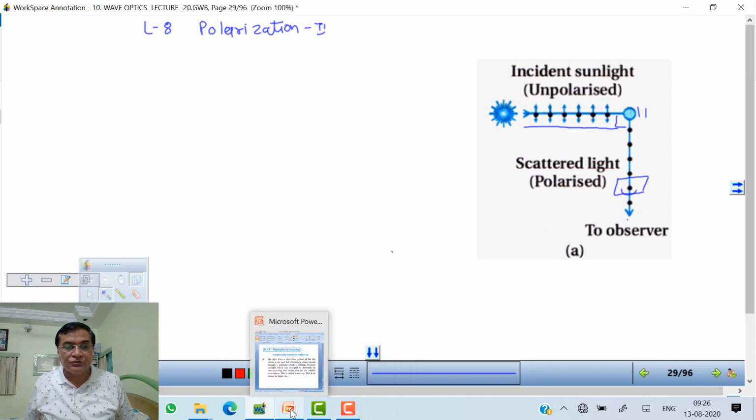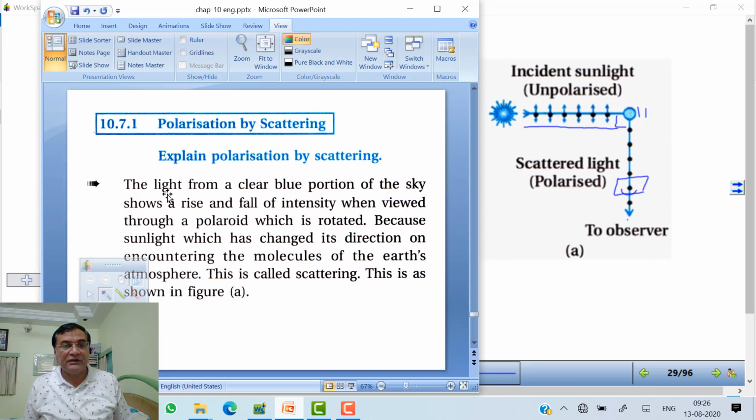Okay, so we summarize this. The light from the clear blue portion of the sky shows a rise and fall of intensity when viewed through the polaroid, as I discussed when it is rotated, because sunlight changes its direction on encountering the molecules of the earth's atmosphere. This is called scattering, as shown in the figure. So here scattering takes place.